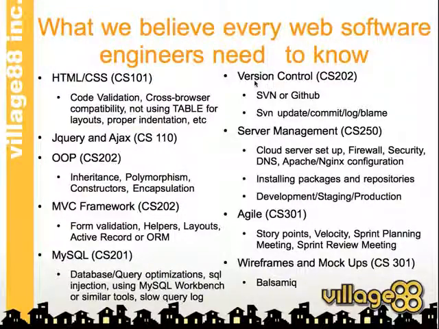Another thing that distinguishes an amateur programmer from a professional programmer is version control. The two most popular are SVN and GitHub. Do you know how to run SVN update, commit, log, blame? If you don't, again, you need to learn this because every enterprise level software engineer uses version control.